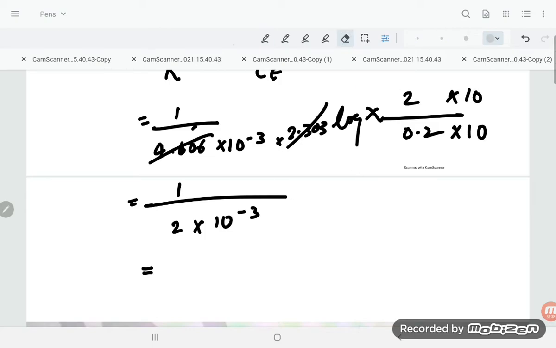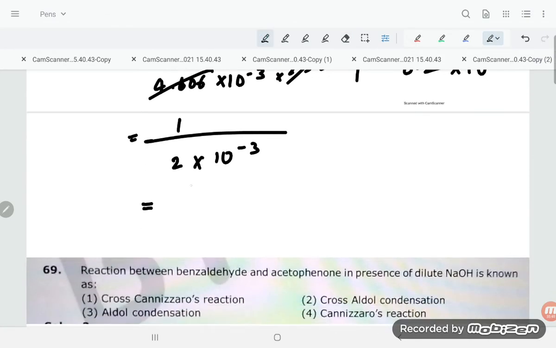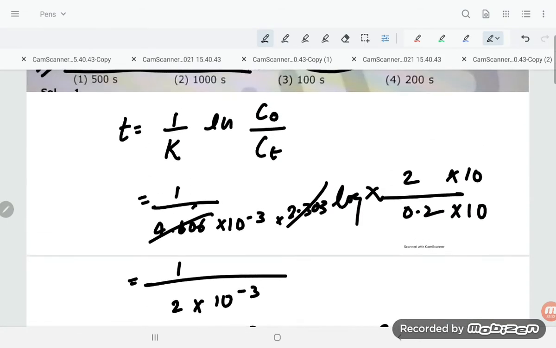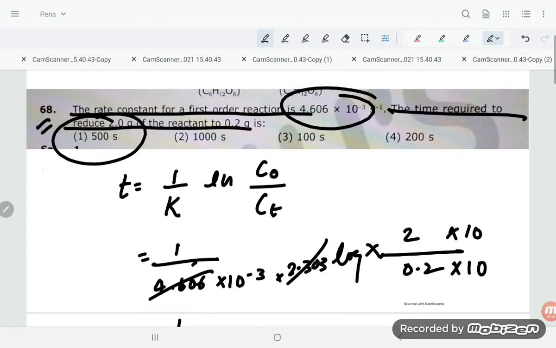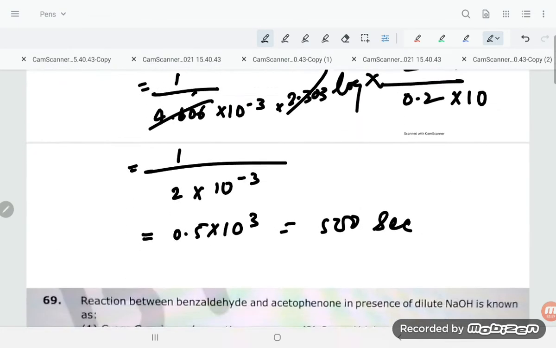So how much is the answer coming? This will be 0.5 into 10 to the power 3, which means 500. This will come as 500 seconds. So the correct option is option A, student. Very easy problem, student. Nothing to worry.